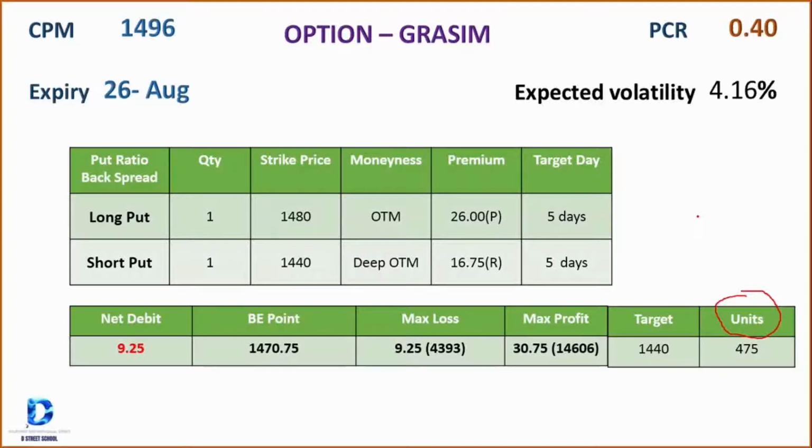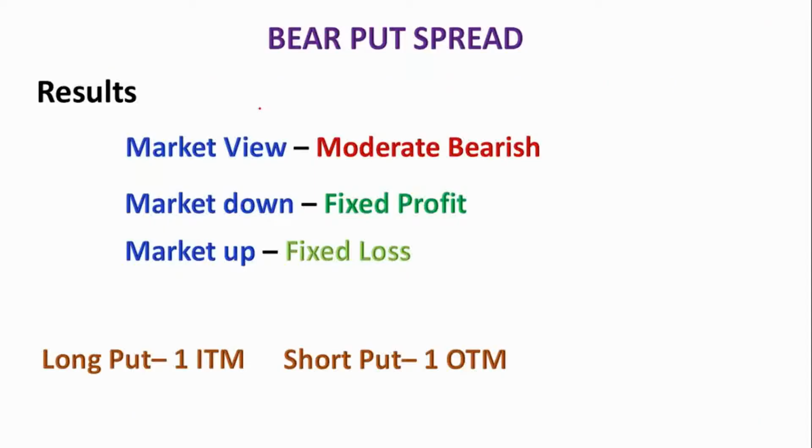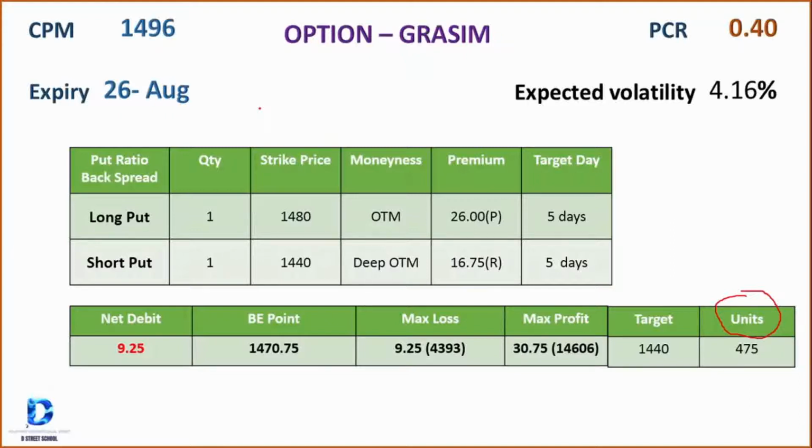So our target price would be 1,440. All we are expecting is 60 points. We already discussed the average price movement would be almost 30 rupees in a day. So we are expecting that in around 2 to 3 days, it will achieve our target. Okay, so these are the strike prices and our profit and loss in our option strategy.